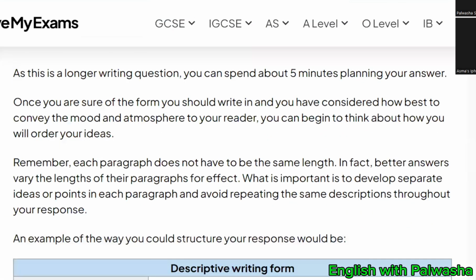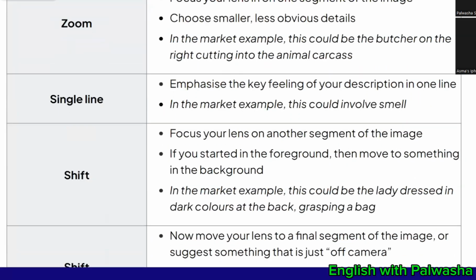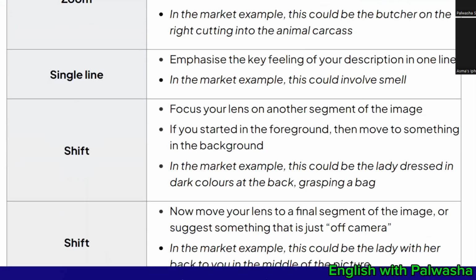All right, here is the butcher. You can see that. So minute, it's a zoom. You need to do this. When you emphasize on a single line, emphasize the key feeling of your description in one line. In the market example, this could involve smell.